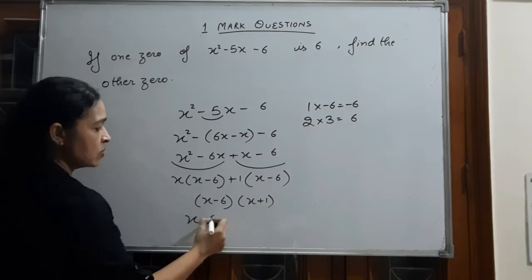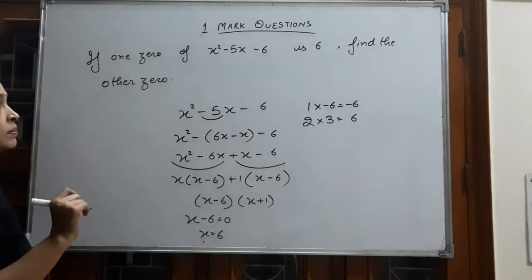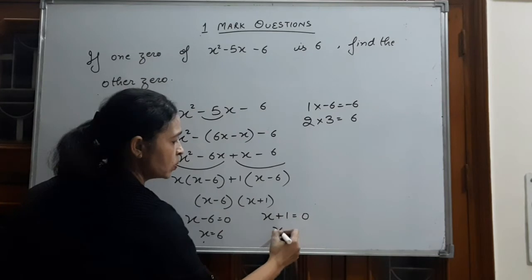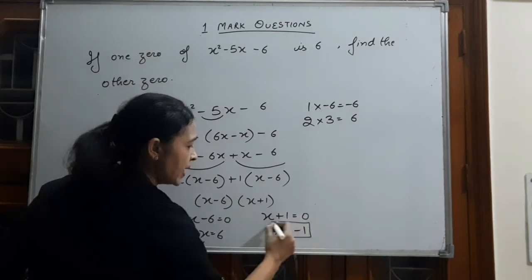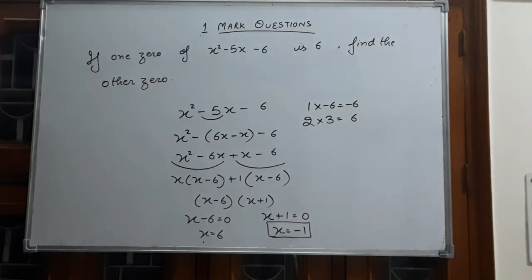Put x minus 6 equals to 0. x equals to 6. Given that 6 is a zero. x plus 1 equals to 0. x equals to minus 1. Therefore, x equals to minus 1 is our other zero, and which is our answer.